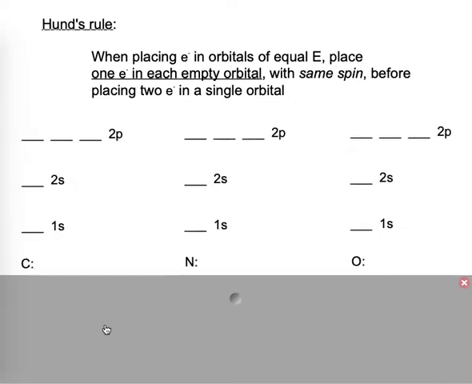So, carbon has 6 electrons. I'll place 2 electrons in the 2p sublevel in separate orbitals. 1s2, 2s2, 2p2. Nitrogen has 7 electrons.